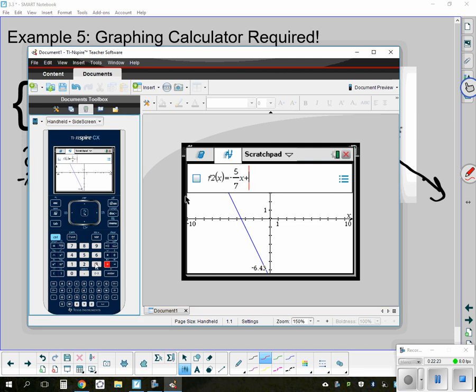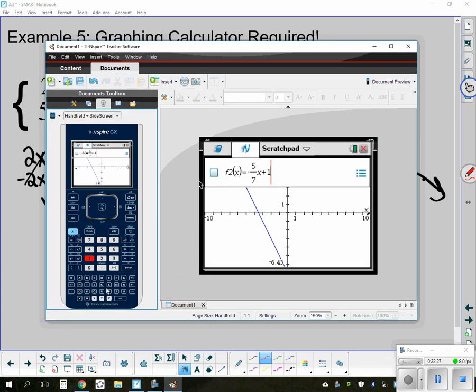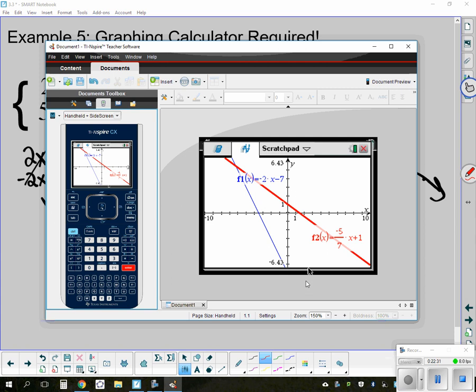x plus 1. Make sure that was right. Yep. And then press enter, and there's your second equation. There's our point of intersection, but say we couldn't see our point of intersection. Maybe it was off of the graph too much. You can always zoom in and out to find it.